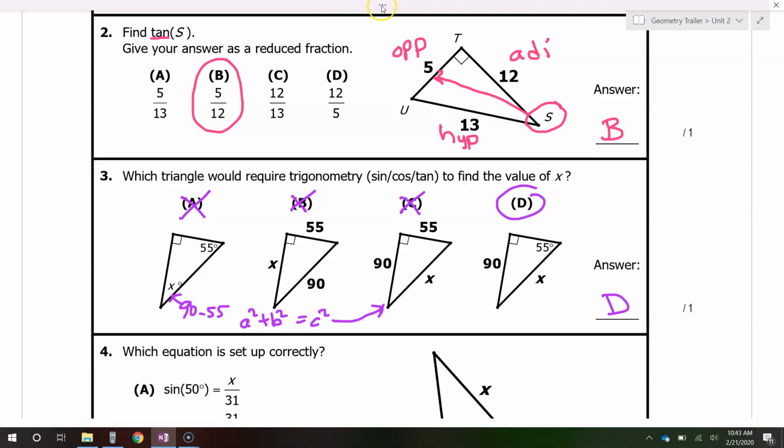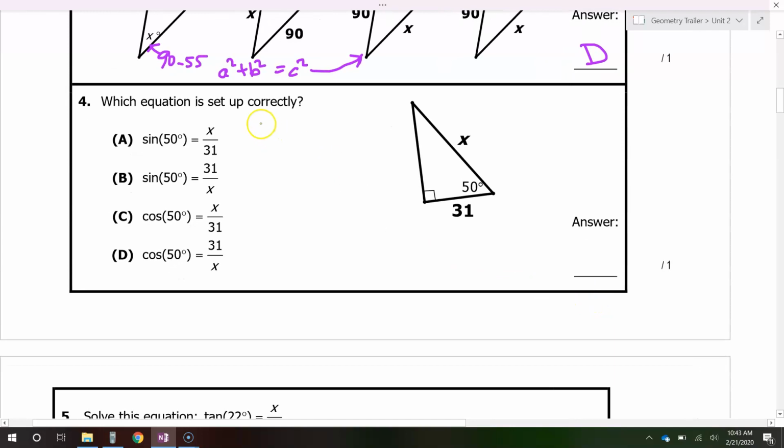All right, I'm going to switch colors real quick, going into problem number 4. Which equation is set up correctly? Well, let's label everything. Clearly, we're dealing with sine and cosine. So always start by labeling the hypotenuse, which is across from the 90-degree angle. Then circle the angle that you are given, draw an arrow, and that will tell you the opposite side. The other side is the adjacent side. Now, keep in your mind SOHCAHTOA.